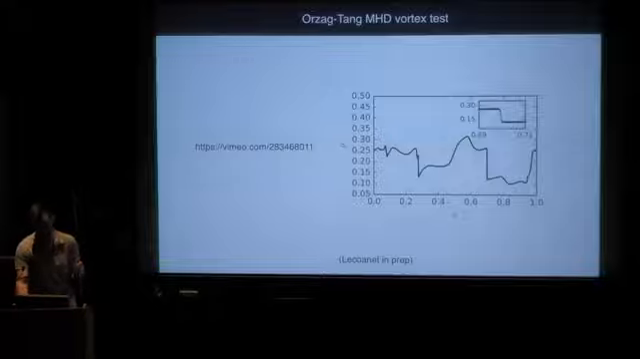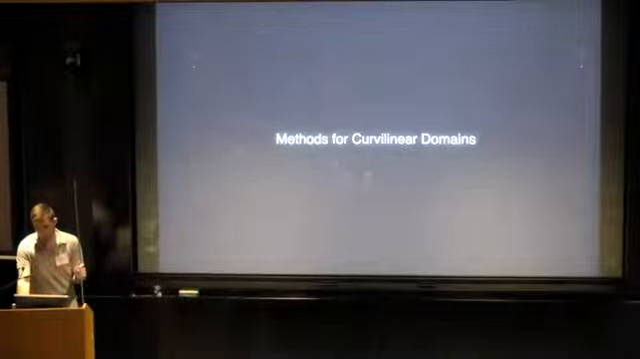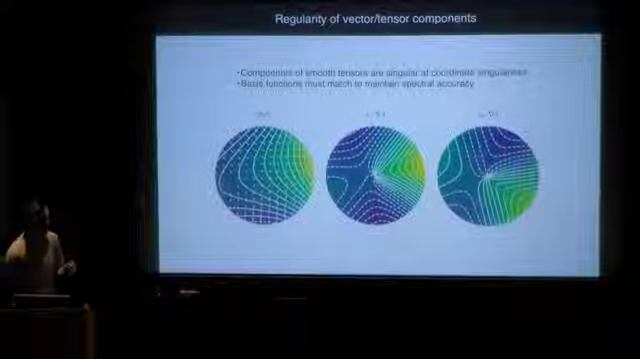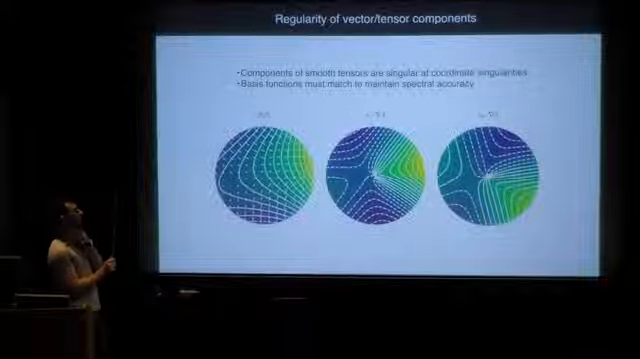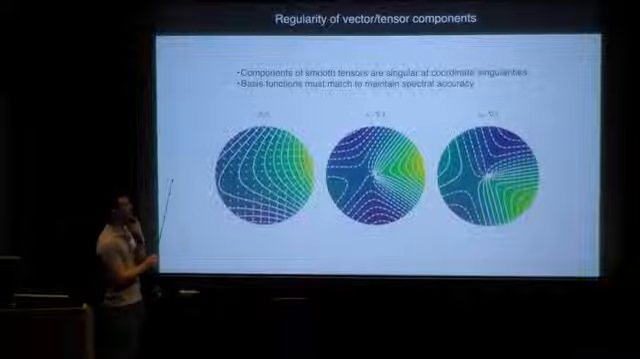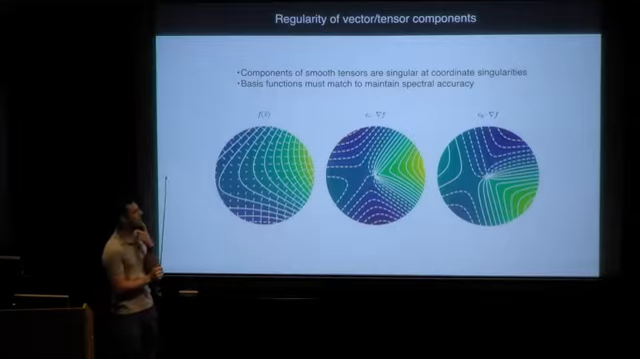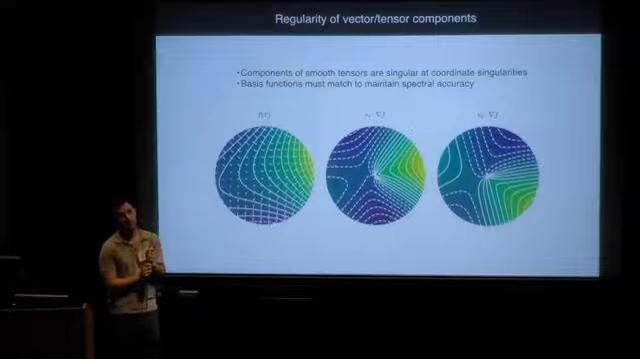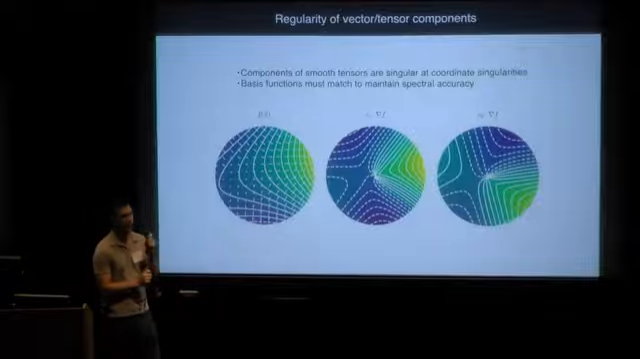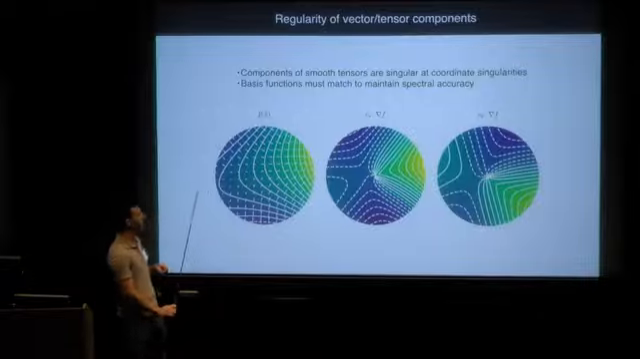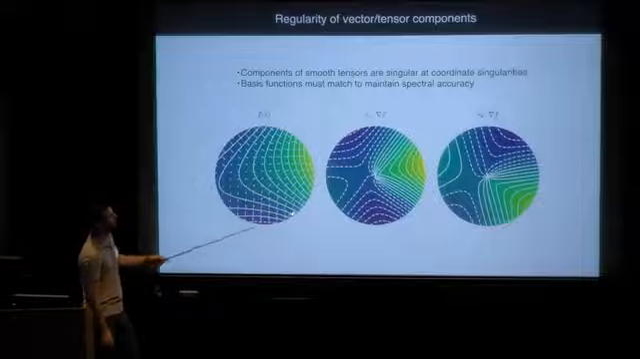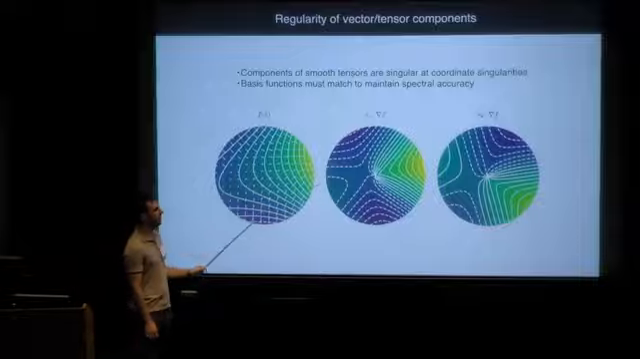Okay, so spectral methods in curvilinear domains. This should be pretty quick. Curvilinear domains are interesting from a spectral method perspective, and this is because the analytic behavior of vectors and tensor components is different than scalars in curvilinear coordinates. So if I have a coordinate system where I have a coordinate singularity, then the analytic behavior of vectors and tensors is different at that coordinate singularity than scalars.